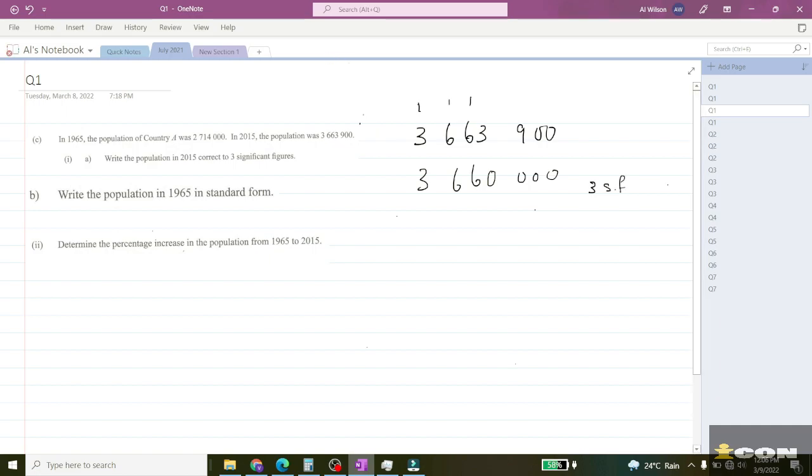So this is A. Now for B, we're writing the population in 1965 in standard form. So we have 2714.